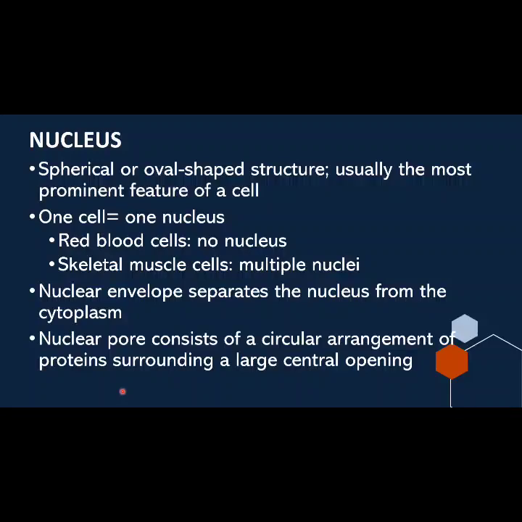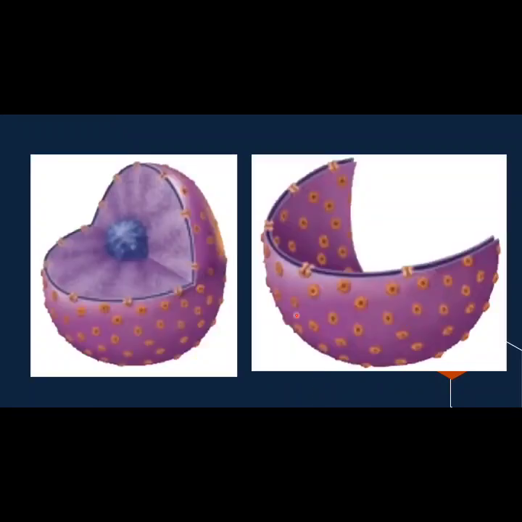Small molecules move into and out of the nucleus by diffusion, but large molecules like ribonucleic acid move via active transport. That is for the nuclear pore. This is an illustration of your nucleus: you have the nuclear membrane, the pores present, and the nucleolus here. This one is the nuclear membrane, or the nuclear envelope.